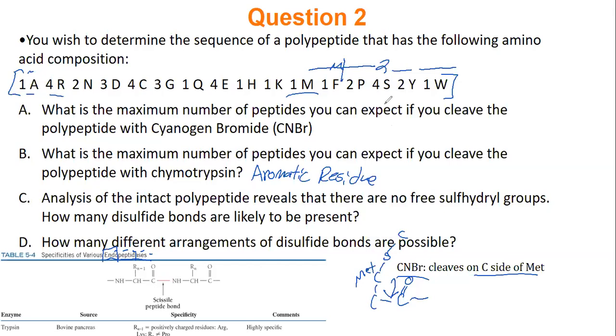So who can remind me, what are our aromatic residues? We got a 4. What's an aromatic? 5. Our tryptophan, tyrosine, and phenylalanine. Yes. Wait. Yeah, that's right. Sorry, I just had a senior moment there when my mind just went blank.